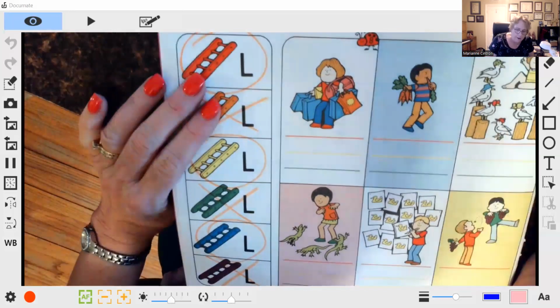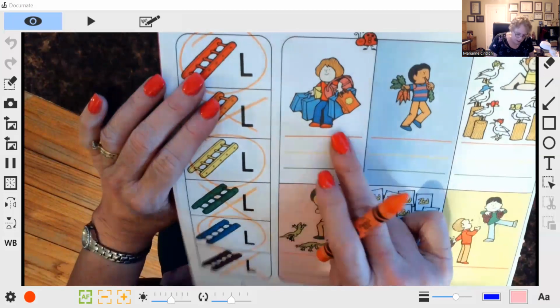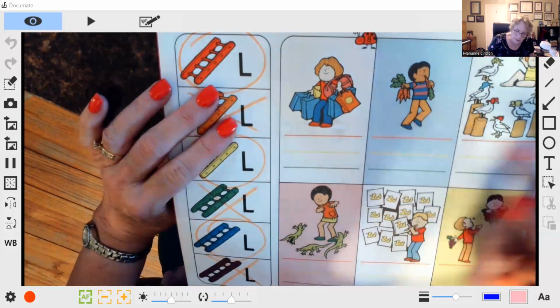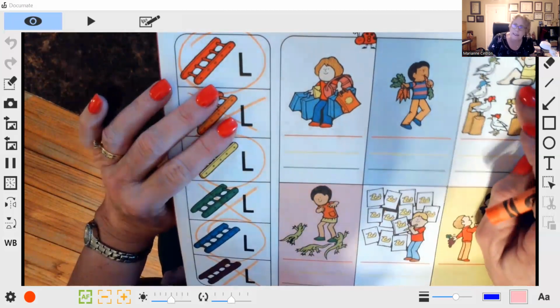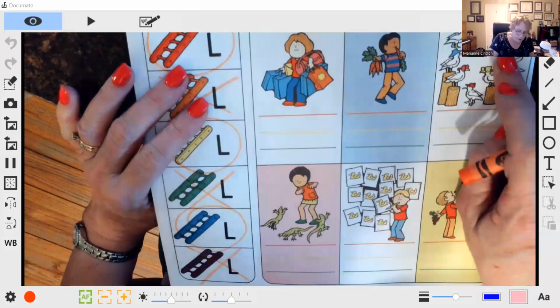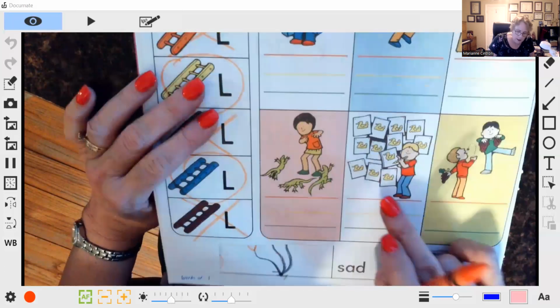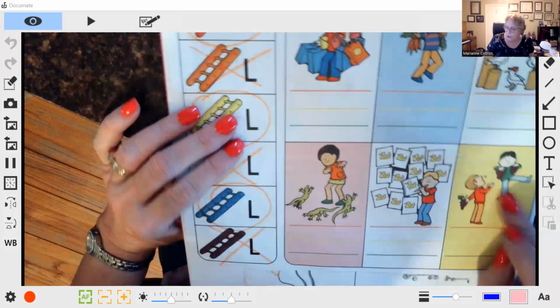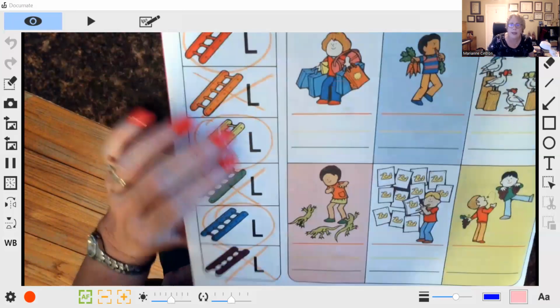So here we have bag, carrot, sit, this is sit, lizard, duck, and grape. We're only going to do the first letter sound.